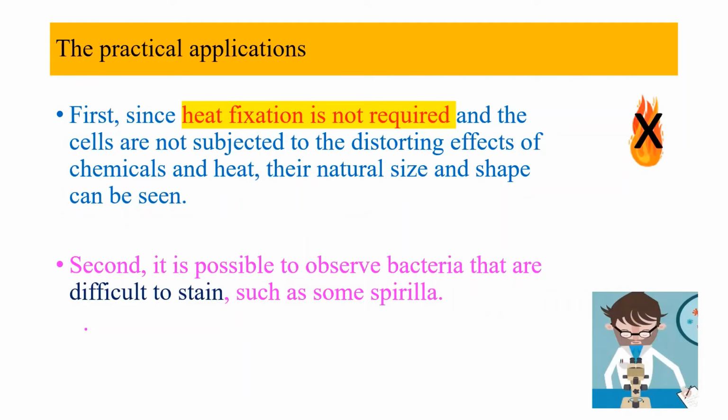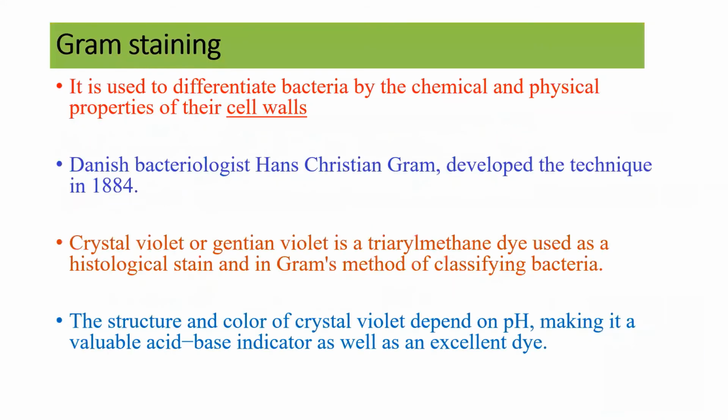The practical applications of negative staining are twofold. Firstly, since heat fixation is not required and the cells are not subjected to the distorting effects of chemicals and heat, their natural size and shape can be seen. Secondly, it is possible to observe bacteria which are difficult to stain, like spirilla. They can be visible after negative staining.